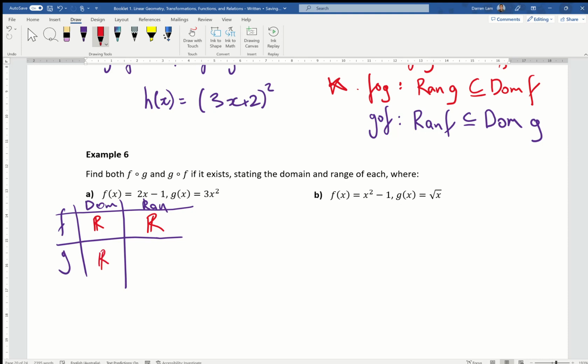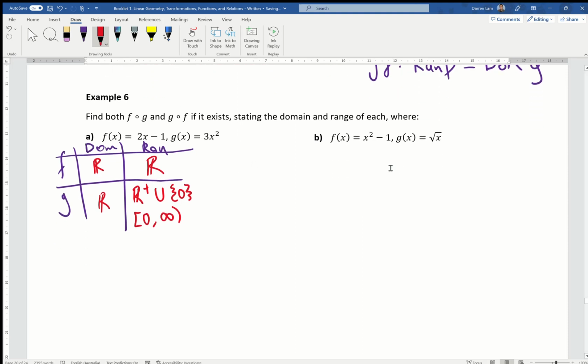Is the range of that also all real values? Of course not. It's going to be, you can write it either as all real positive values in unison with 0, or you can write it as from 0 to infinity. Either one's fine. It's just more so notation.